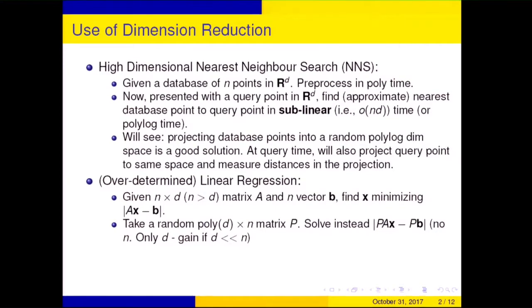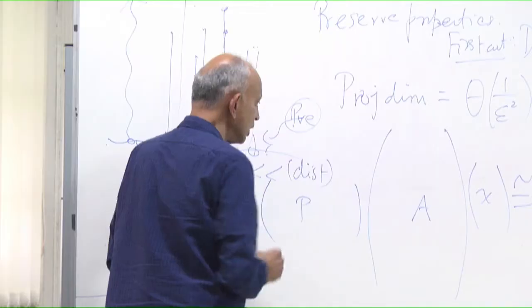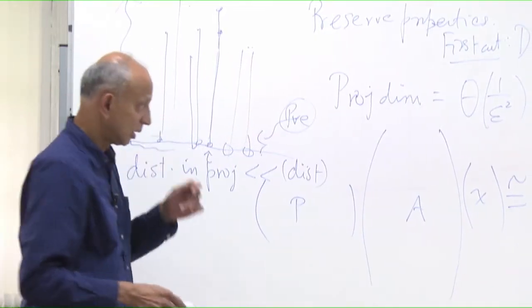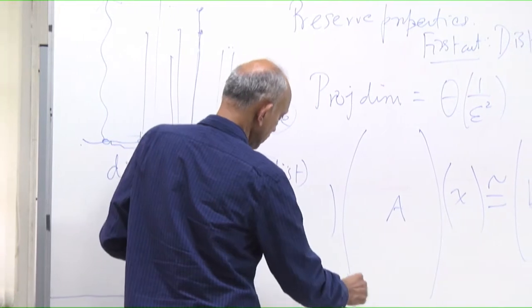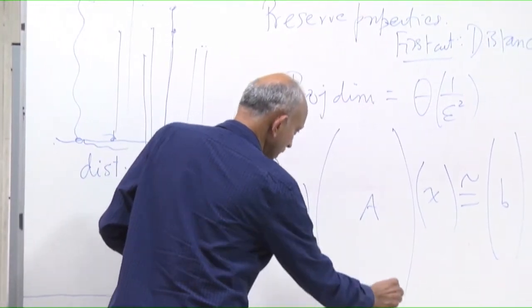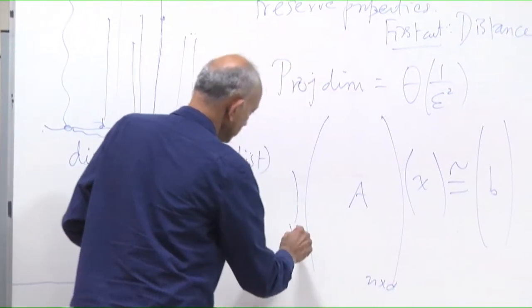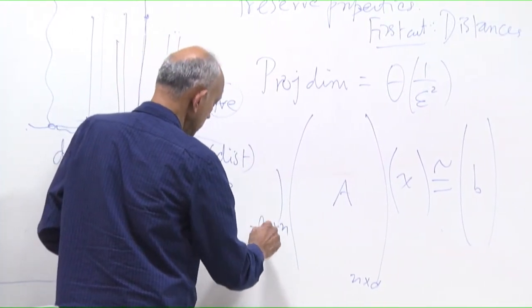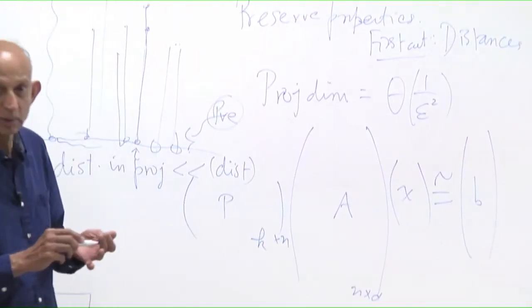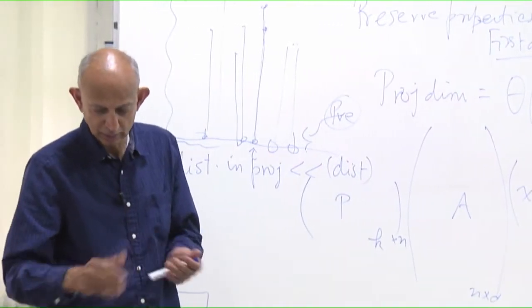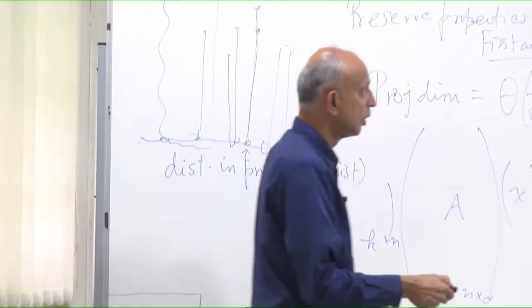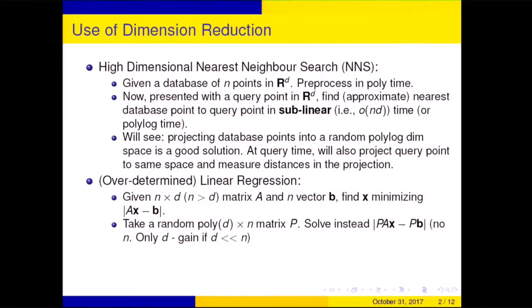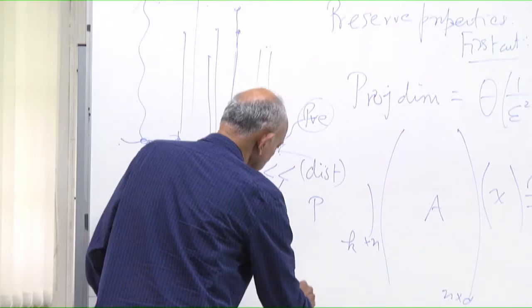You have a matrix P, which looks like this. Right? This dimension is n, that's n by d, right? This dimension is n. I call this, well, I call this k. Okay. And then you solve the projected problem. Now, it's a much nicer problem because this is only a k by d matrix.